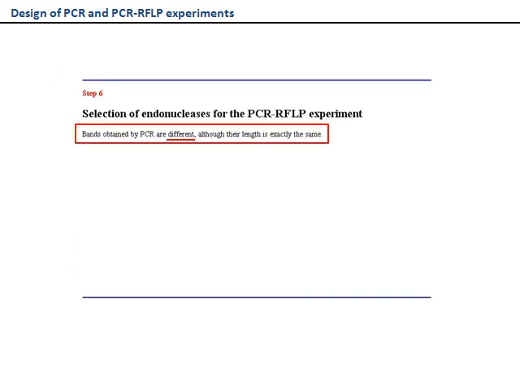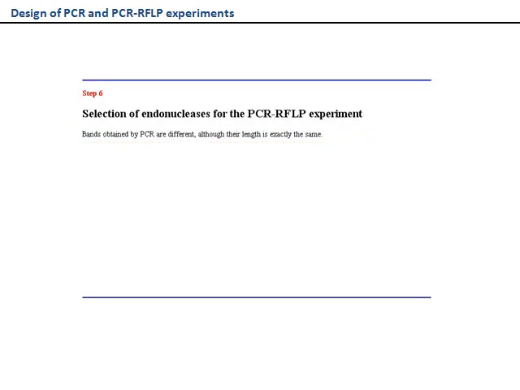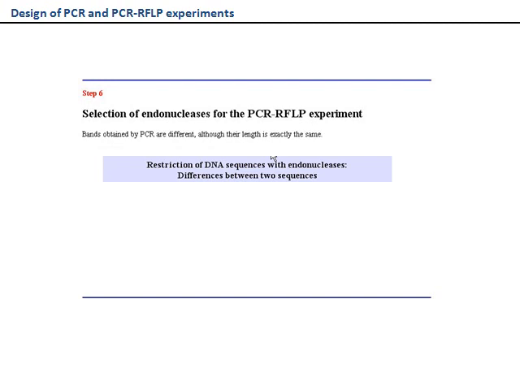In step 6, if the amplicons obtained in the PCR reaction are different, that is to say, the DNA sequences of the amplicons are different, the service will let the user know, and design of a PCR-RFLP experiment will be possible. In cases where the sequences of amplicons are identical, a PCR-RFLP experiment cannot be performed, and a new selection of primers for PCR is required in step 3. To complete step 6, restriction endonucleases for the PCR-RFLP experiment must be selected.